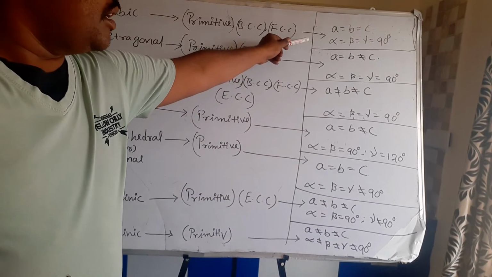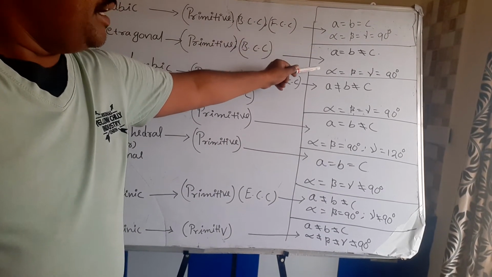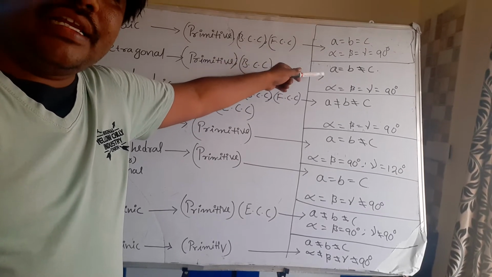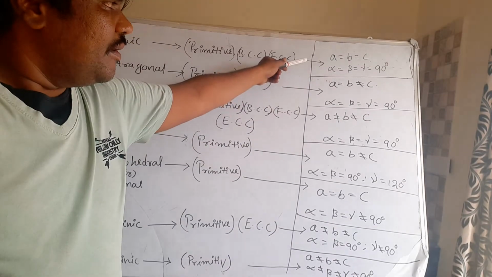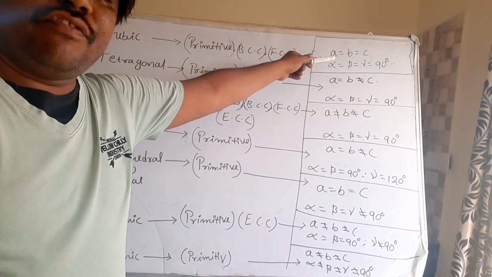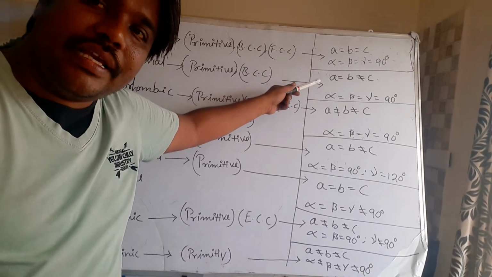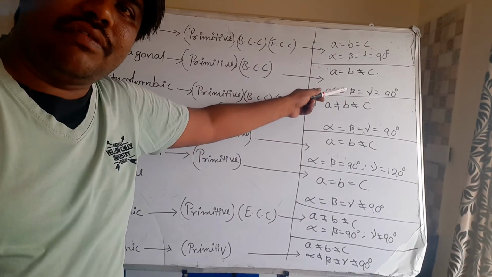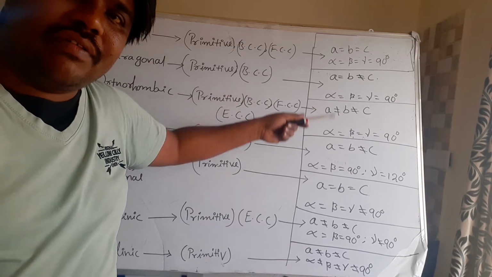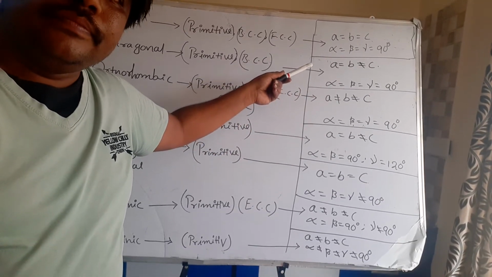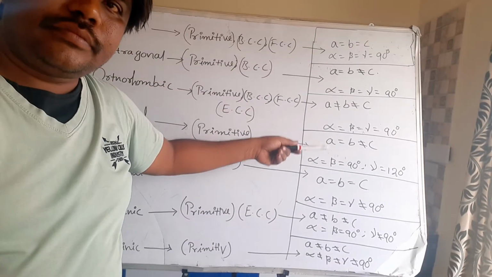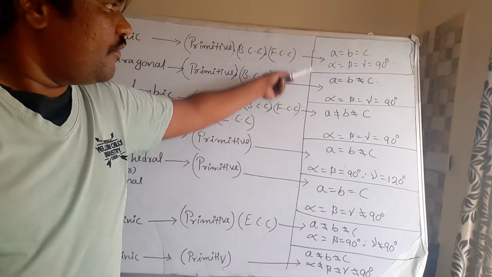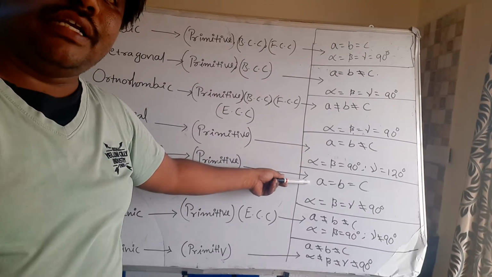For the first three systems, alpha, beta, gamma, that is, there is no change in interaxial angles, students. Every angle is 90 degrees. A is equal to B is equal to C for the first system. For the second system, A is equal to B is not equal to C. For the third system, A is not equal to B is not equal to C. For the fourth system, the second one is repeated, A is equal to B is not equal to C. For the fifth system, the first one is repeated, A is equal to B is equal to C.